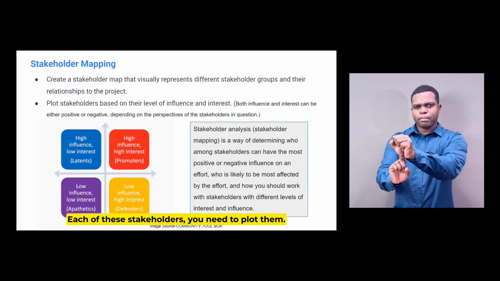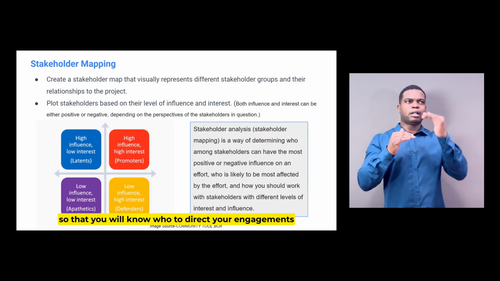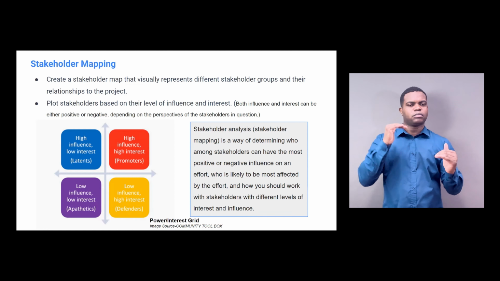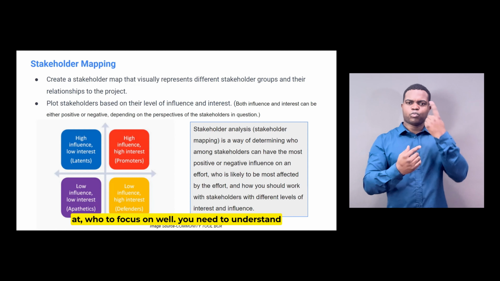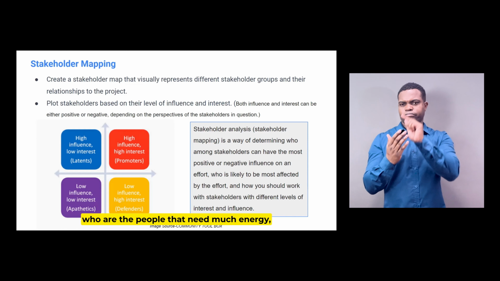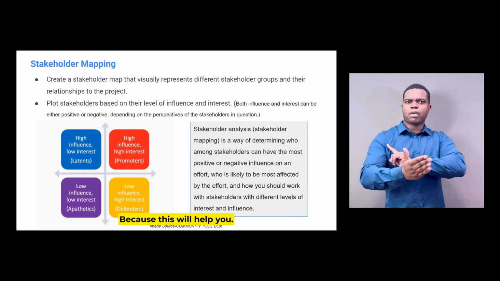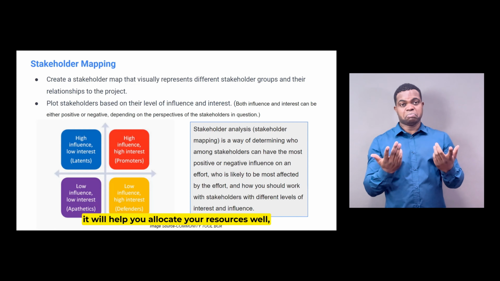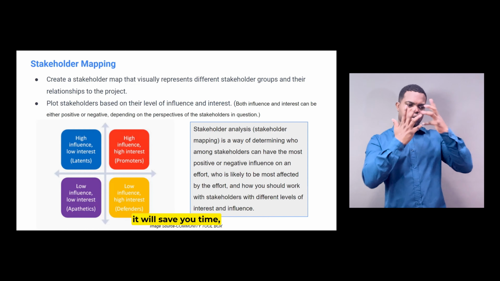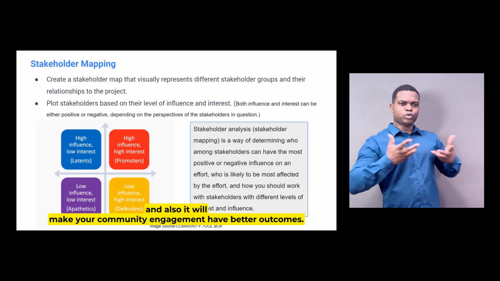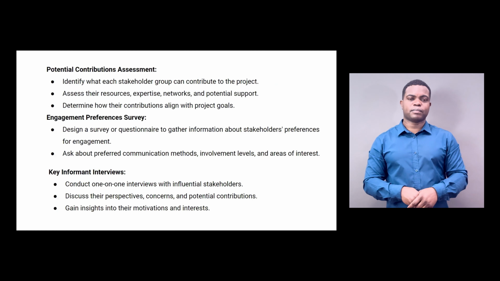Each of these stakeholders, you need to plot them, you need to start listing them so that you will know who to direct your engagements at, who to focus on well. You need to understand who are the people that need much energy, who are the people that don't really need much energy, because this will help you. It will help you allocate your resources well. It will save you time, and also it will make your community engagement have better outcomes.